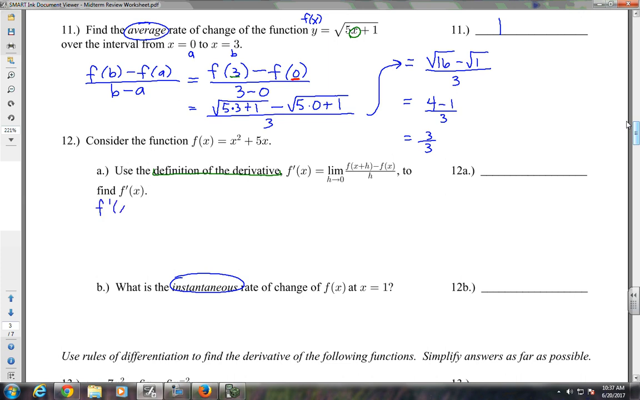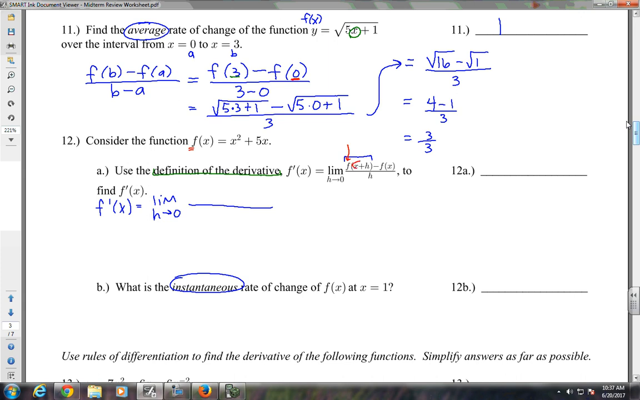F prime of x is equal to the limit as h approaches 0. We're going to have a big fraction here. First of all, we need to calculate f of x plus h. So this says go to the function f. Here's my function f over here, right?